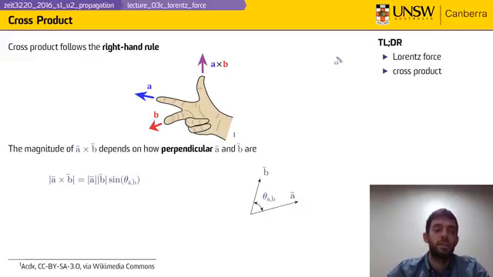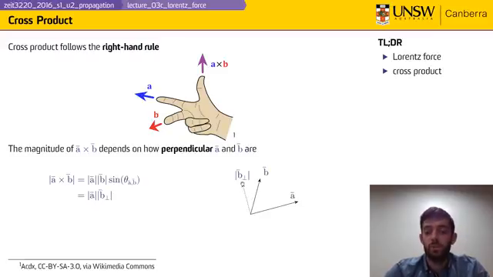Another way to think about it is that the magnitude of A cross B really depends on how perpendicular those two vectors are. And we can write this equation: A cross B magnitude is A magnitude times B magnitude times sine of the angle between them. Or we can look at the component of B that is perpendicular to A, and then you multiply those two magnitudes. Or you can conversely look at the product of B with A perpendicular to that vector B.